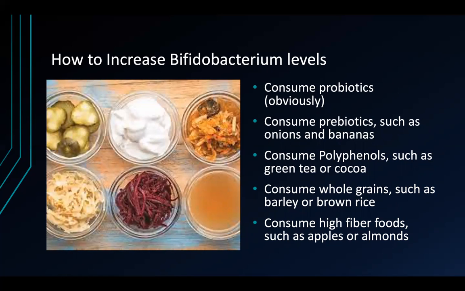We also want to consume polyphenols such as green tea or cocoa because they are plant compounds that are broken down by the gut. We want to consume whole grains such as barley or brown rice, and also high fiber foods such as apples or almonds. And all of these will just increase our Bifidobacterium levels in our GI tract.